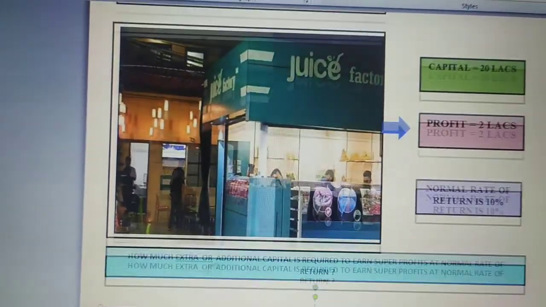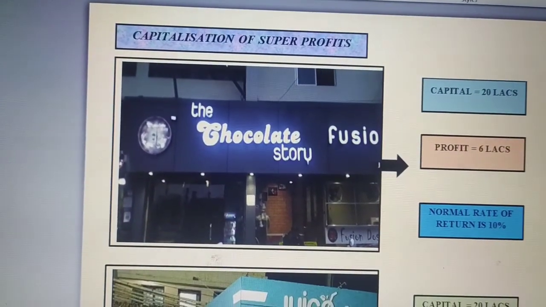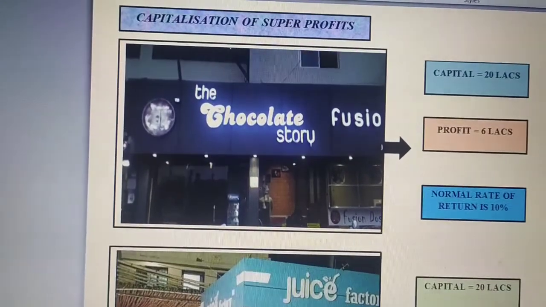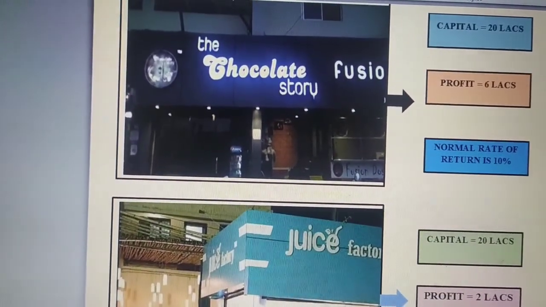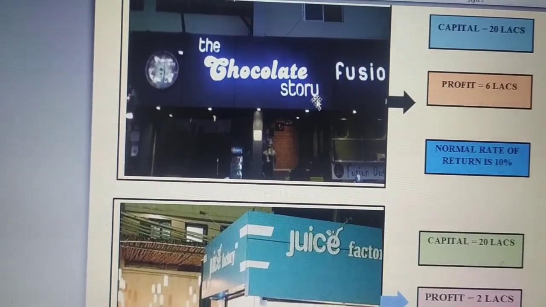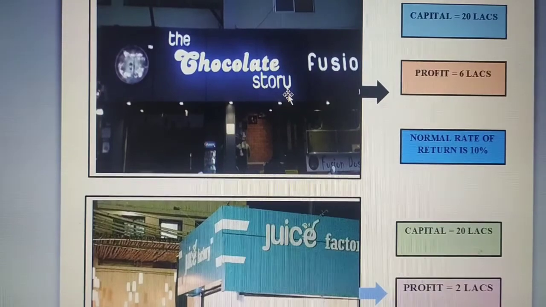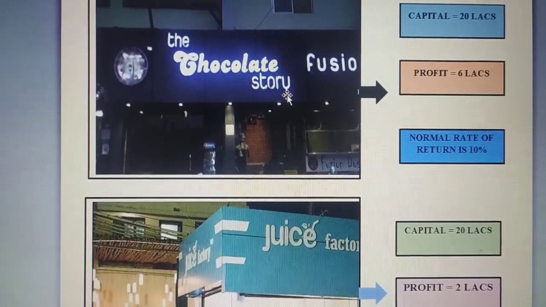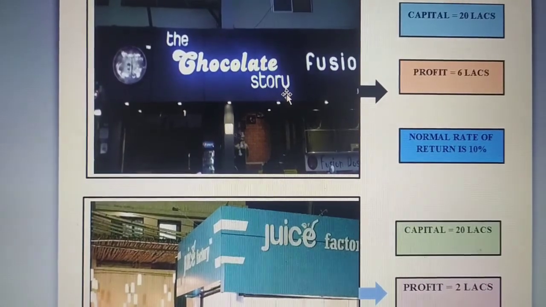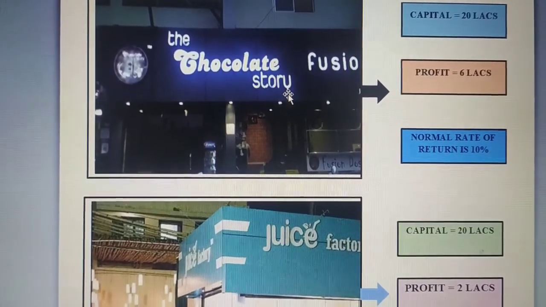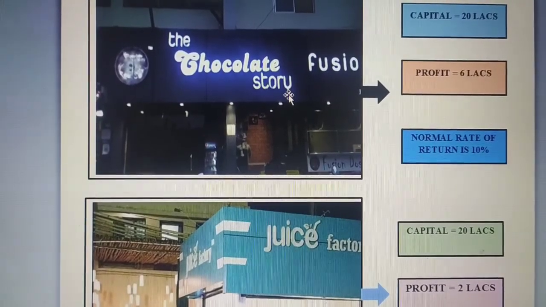Okay. So here I have taken the example of these two food joints, as you can see on the screen, the Chocolate Story and the Juice Factory. So let us start with our Chocolate Story first. Suppose capital invested in this business is 20 lakhs. Again, these are just an assumption. Okay. Profit amounted 6 lakhs. Normal rate of return in this business is 10%.